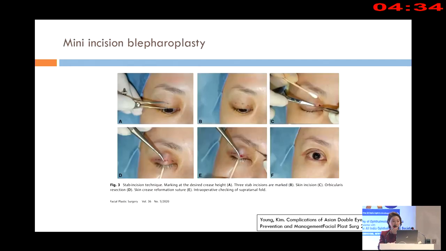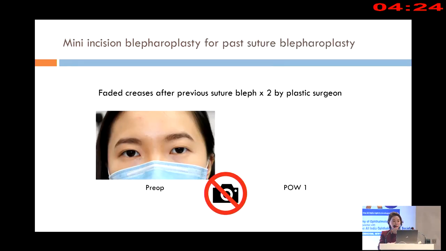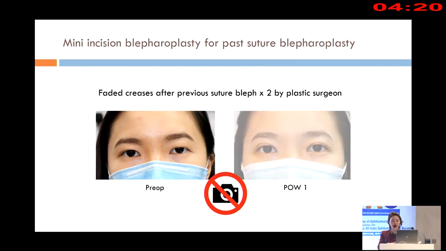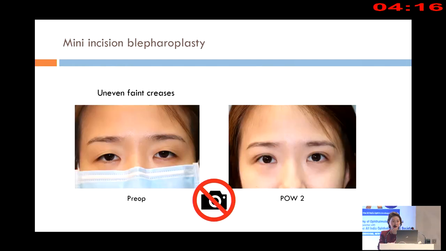Recovery is quite fast in general. Or we can do a mini incision blepharoplasty, which Alice talked about, but in my case, I prefer to anchor it to the tarsus and do that tau suture that Minjang talked about. So this patient had suture blepharoplasty twice by a plastic surgeon, faded, and then we did a mini incision for her. Even with mini incision, the recovery is quite fast, even after week 1. You get quite natural results.